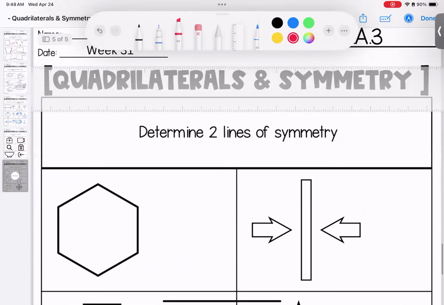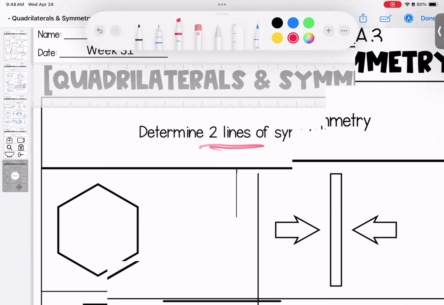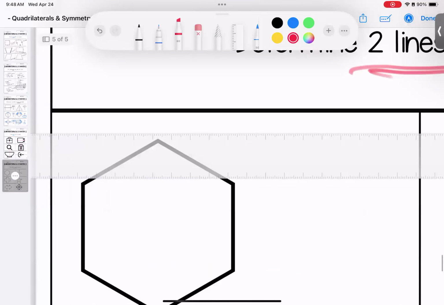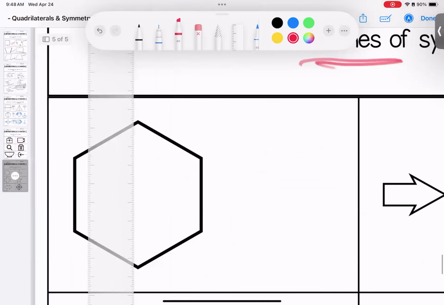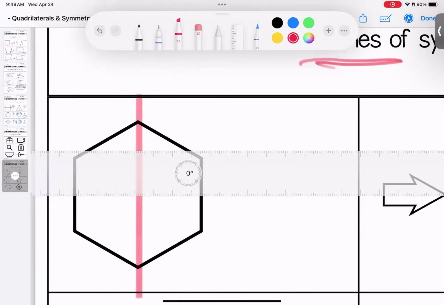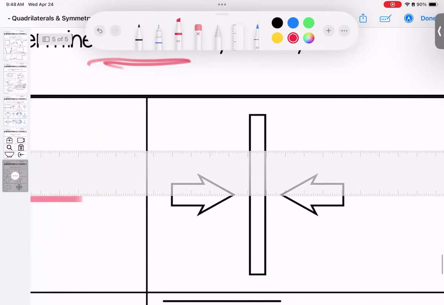And then our last one, this one I asked you to do two lines of symmetry. Now I'm going to give you two, but they're not going to be the only ones. If you made one and you're not sure if they're a match, bring it to class. I will be happy to check you. I'm going to do up and down. Then I'm also going to do left and right. Both of those will be a line of symmetry.